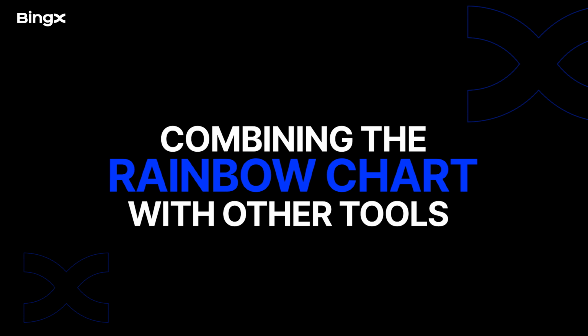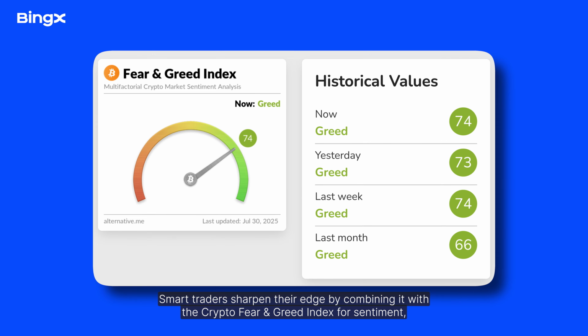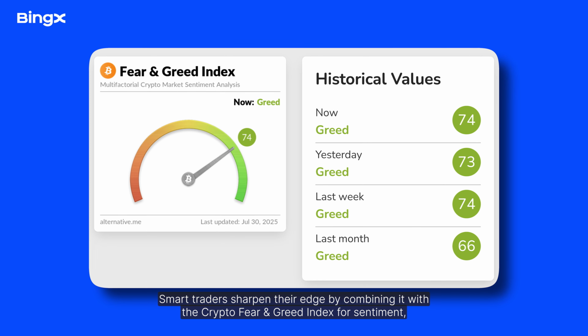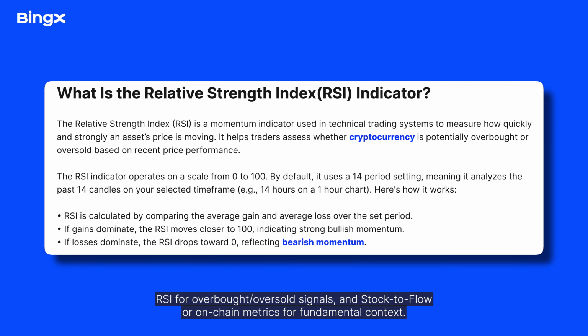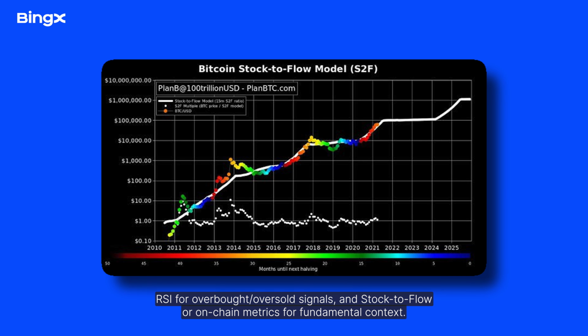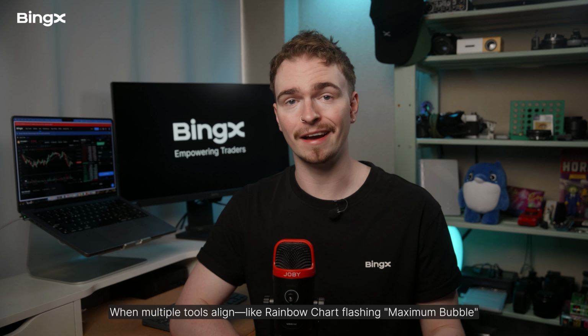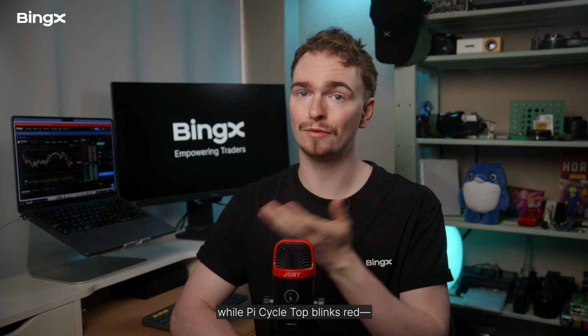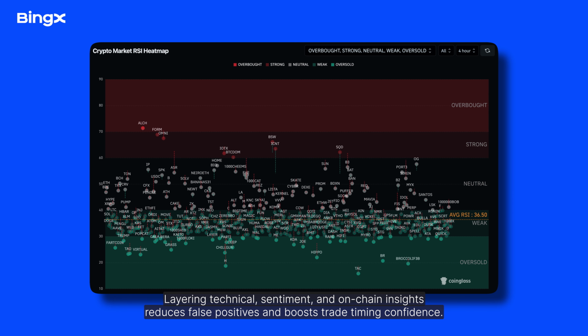Combining the rainbow chart with other tools. The rainbow chart works best for broad strategy. Smart traders sharpen their edge by combining it with crypto fear and greed index for sentiment, RSI for overbought/oversold signals, and stock to flow or on-chain metrics for fundamental context. When multiple tools align, like rainbow chart flashing maximum bubble while pi cycle top blinks red, it could signal profit-taking time. Layering technical, sentiment, and on-chain insights reduces false positives and boosts trade timing confidence.